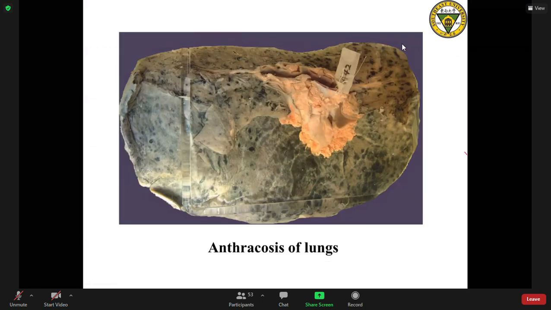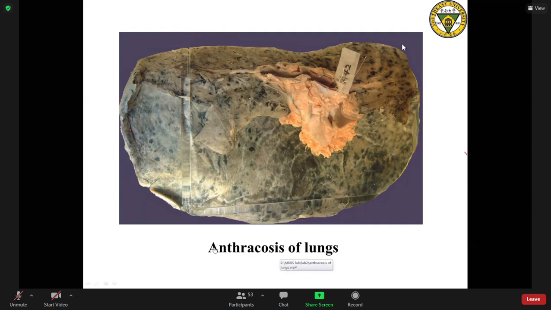The outer pigment, exogenous pigment, also can deposit in different organs. It's very easy. Anthracosis. Yeah, this is lung. This is lungs. You can see the black particles. Many black particles deposit in the lungs. It's anthracosis.